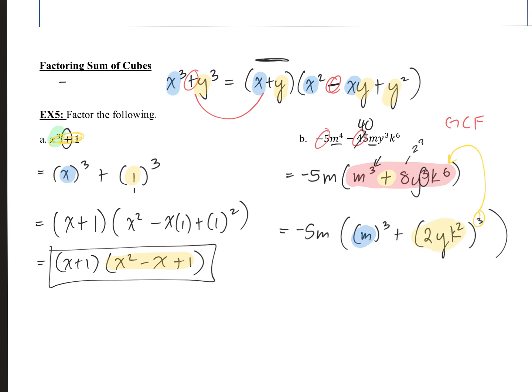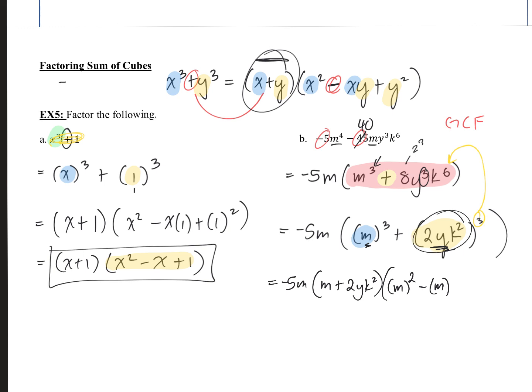Alright, so let's go ahead and factor this out. We have negative 5m, and then for our binomial, x plus y. So in this case, this is my x and this is my y. So I have m plus my y value, 2yk squared. And then my trinomial, and I'll try really hard to squish this in. So my x squared is m squared, minus my x value, which is m, and my y value, which is this one again, 2yk squared. Lastly, plus my y value squared, so that's 2yk squared, squared. And my closing parenthesis. Whew!